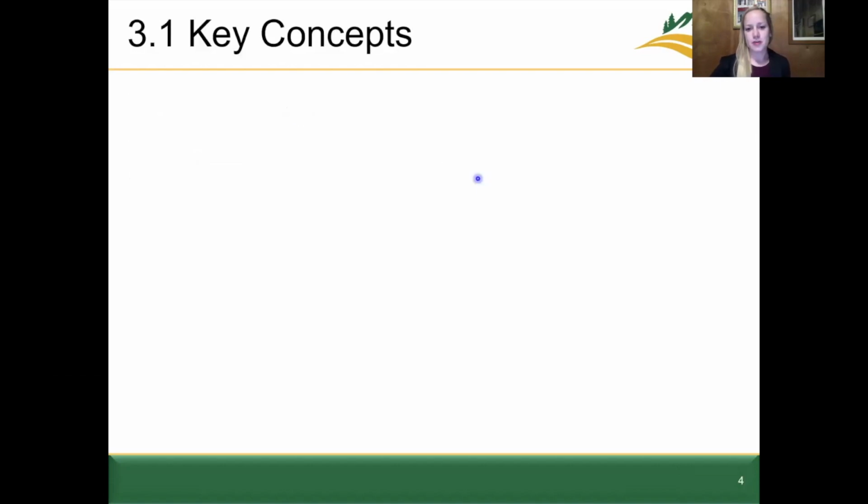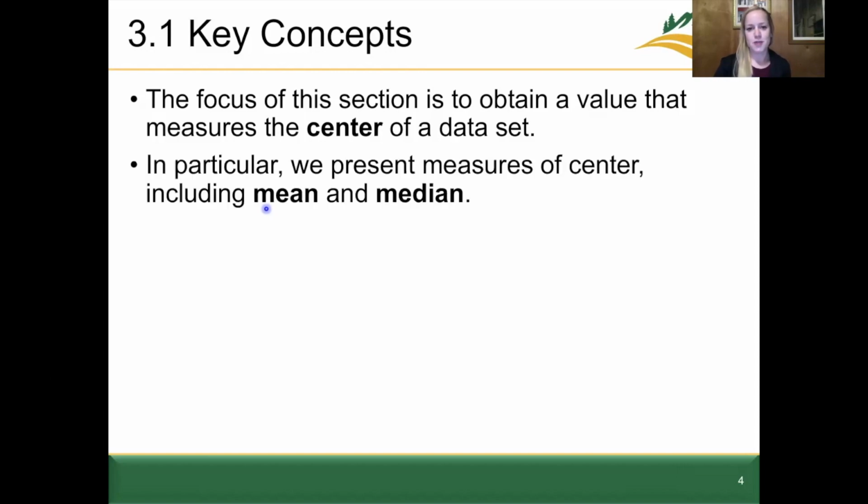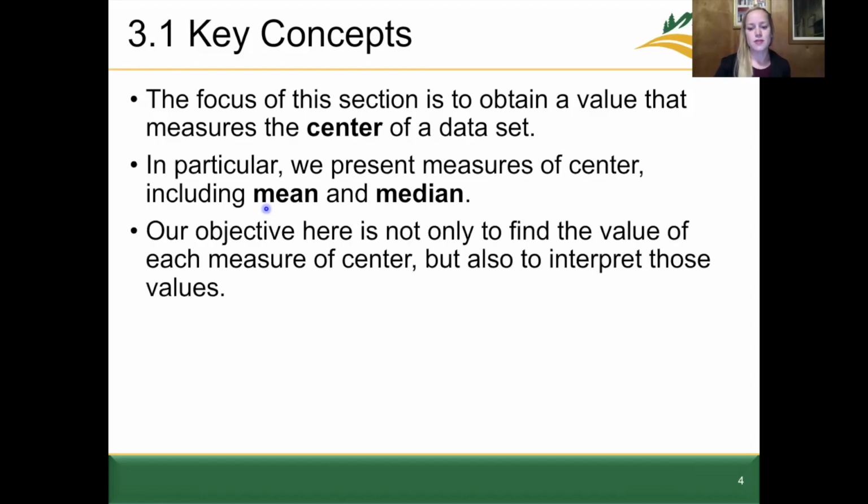Okay, so to start out with 3.1, key concepts. The focus of 3.1 is going to be to obtain a value that measures the center of a data set. We'll cover 4 common measures of center. In particular, we'll go through mean and median. The objective will be not only to find the value of each measure of center, but also to interpret what those values mean and what we can actually say from that measure of center. What does that really mean?